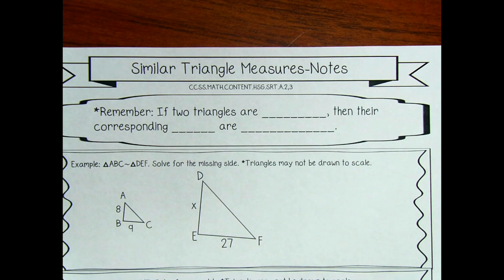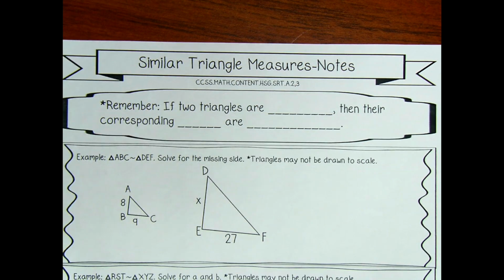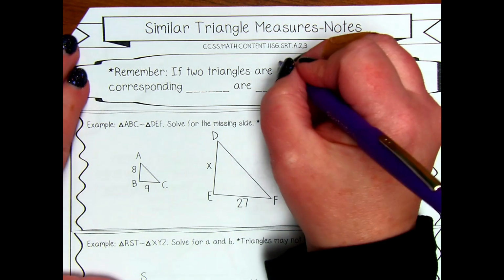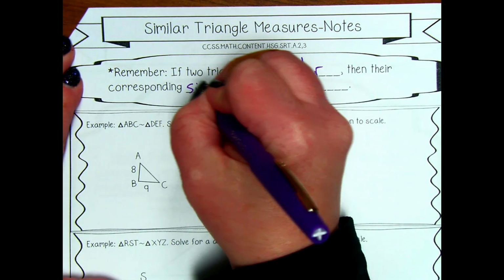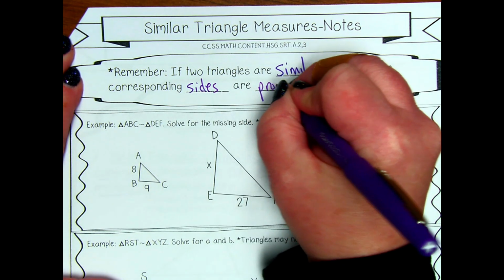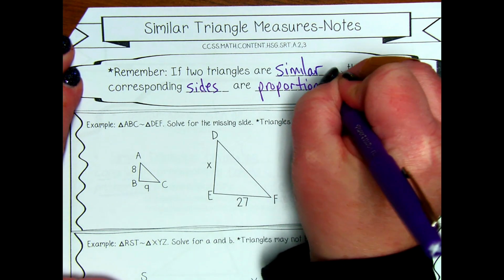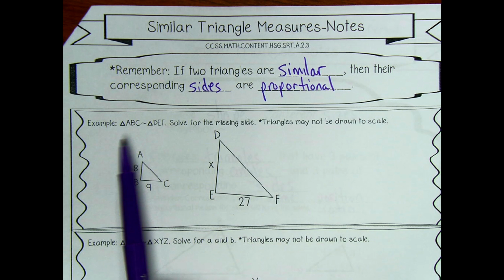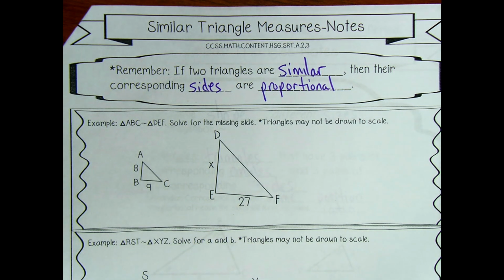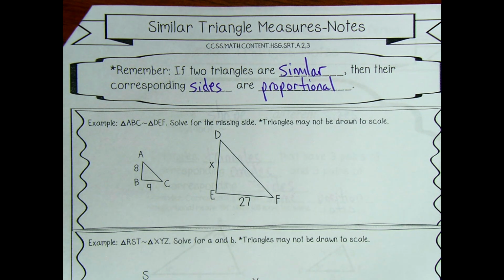Similar triangles allow us to do algebra to find missing parts. Because if 2 triangles are similar, then their corresponding sides are proportional, which means that I can just make ratios to find the missing sides. For example, triangle ABC is similar to triangle DEF, and we're trying to find the missing side, or X. And it says the triangles may not be drawn to scale because if you take a ruler and measure them, they might not actually be 8 units and 9 units. But that's okay because all we need to do is make a proportion.